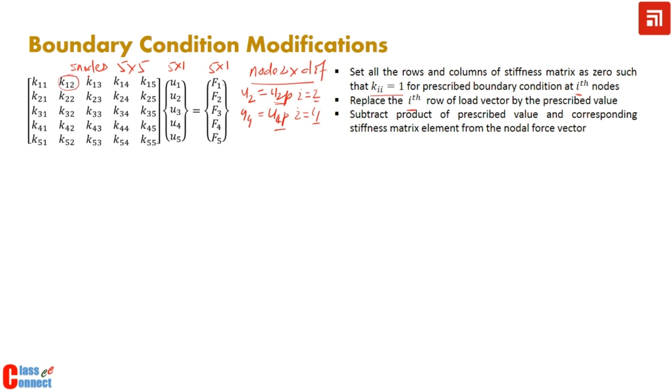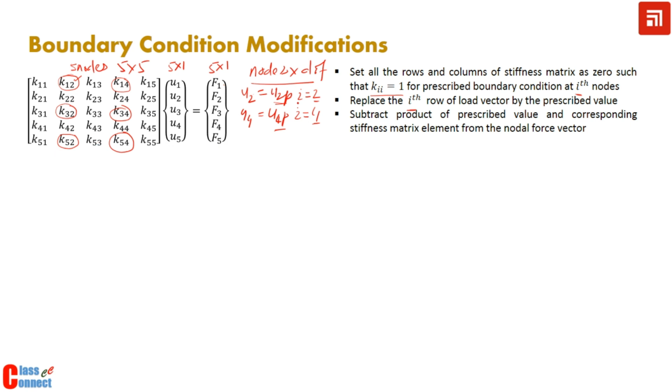For row number 1, the corresponding element is K12. For row number 3, the corresponding elements are K32 and K52, for the first boundary condition, that is at node number 2. And then we have K14, K34 and K54 for the prescribed value at node number 4. So now we can apply these steps.